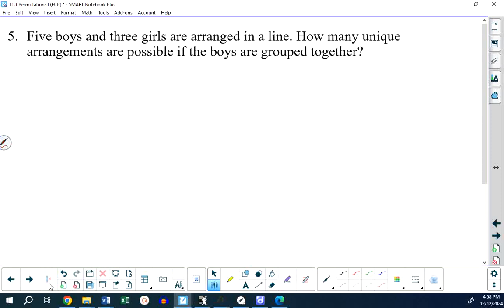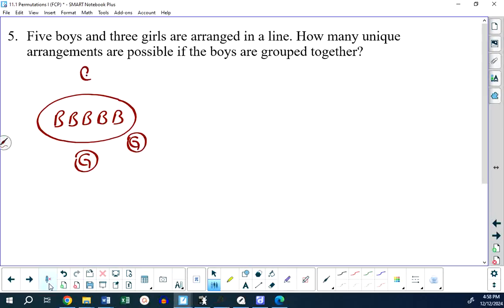Five boys and 3 girls are arranged in a line. How many unique arrangements are possible if the boys are grouped together? Well, if the boys are grouped together, this is like Joan and Emily, except that there are 5 items that are joined at the hip, figuratively speaking. What we have is boy, boy, boy, boy, boy as one item, and then we have 3 girls. So when you look at this, what we actually have are 1, 2, 3, 4 items to arrange. So we're going to arrange those 4 items, and that number is 4 factorial. That's how many ways to arrange 4 items.